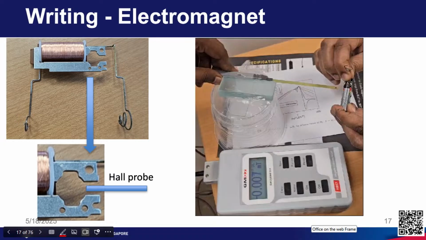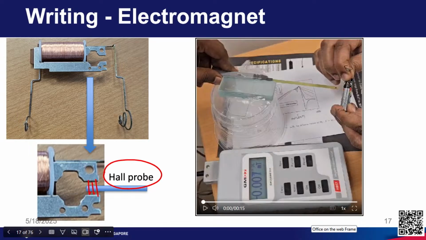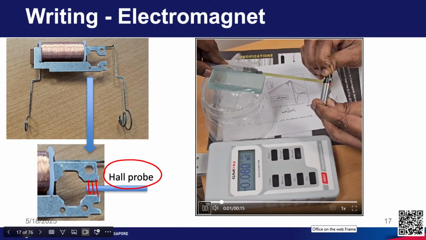Now, when it comes to writing information, we use an electromagnet. In my classroom teaching, I usually carry this one. This is a tiny electromagnet. You send current through this coil, then you produce a magnetic field along this direction. If I place a Hall probe which senses magnetic field, I can see the magnetic field. Let us see whether this video runs. Okay, this one works.